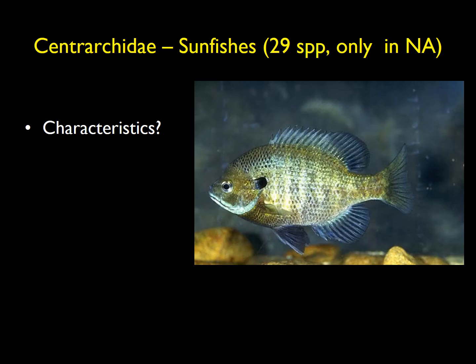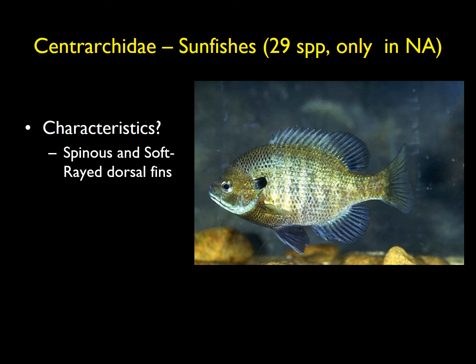Alright, so the other family of fishes within Perciformes is Centrarchidae. So these are sunfishes. They're native only to North America, although they have been stocked all around the world by now. So you can see the spiny and soft dorsal fin, which characterizes all of the perciforms.